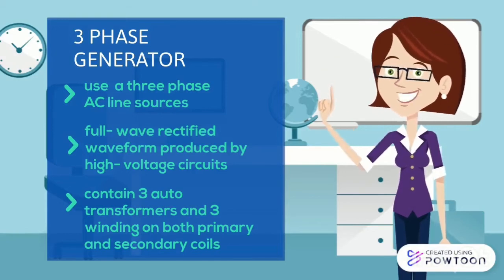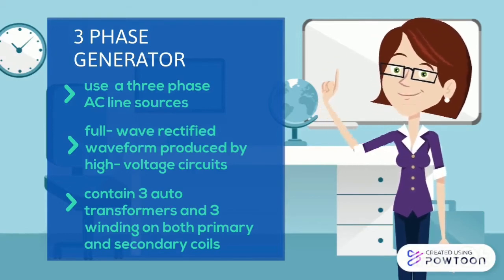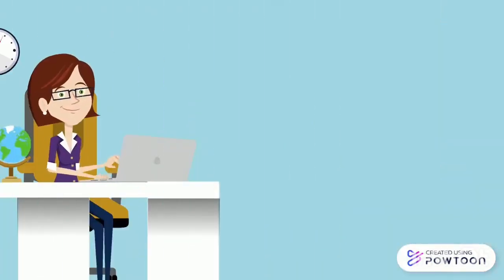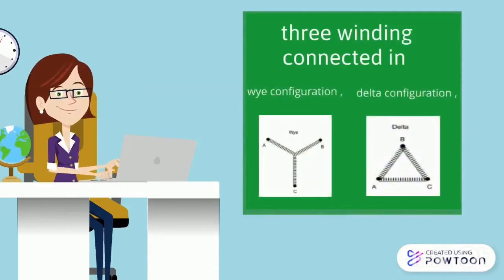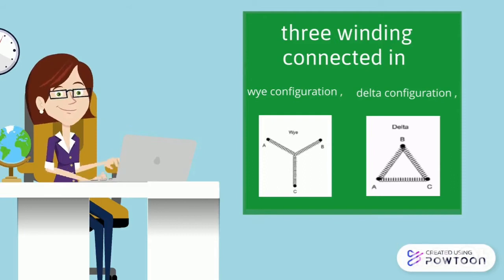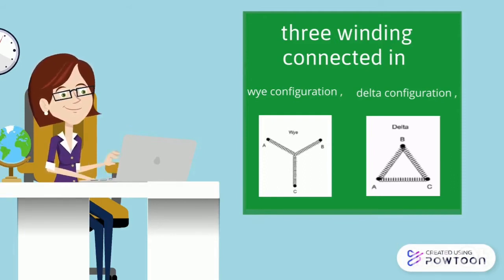contain 3 autotransformers and 3 windings on both primary and secondary coils. When the 3 windings are electrically connected in a Y configuration, a 120 degree phase difference in the voltage waveform is produced, and when the 3 windings are arranged in a delta configuration, a 150 degree phase difference in the voltage waveform is produced.